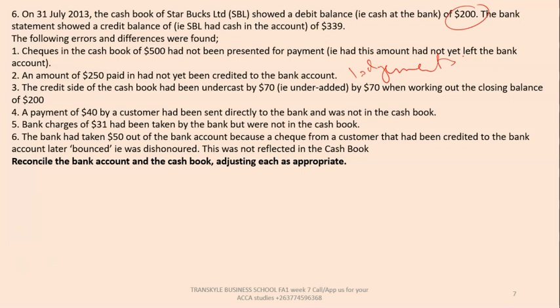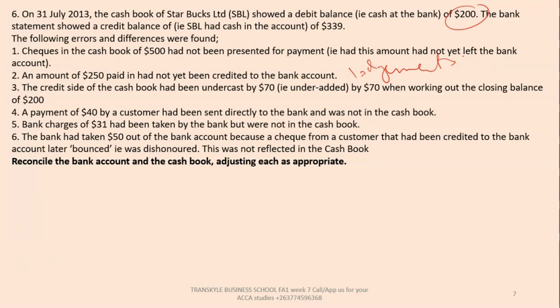A payment of 40 by a customer had been sent directly to the bank and was not in the cash book. Bank charges of $31 had been taken by the bank but were not in the cash book. The bank had taken 50 out of the bank account because a cheque from a customer that had been credited to the bank account later bounced, or was dishonored. This was not reflected in the cash book. Reconcile the bank account and the cash book, adjusting each as appropriate.